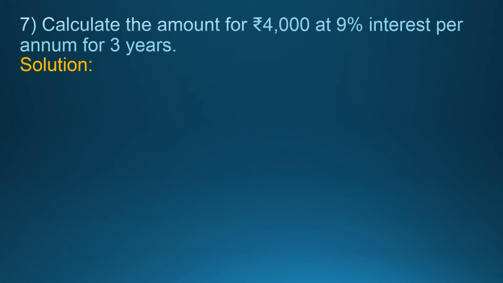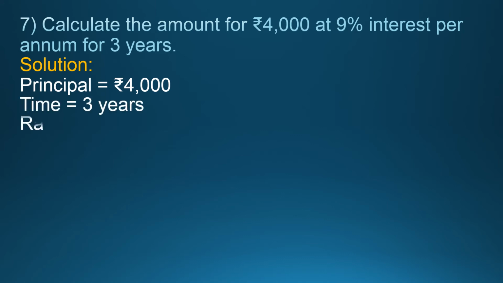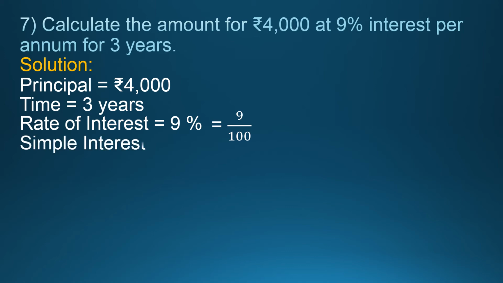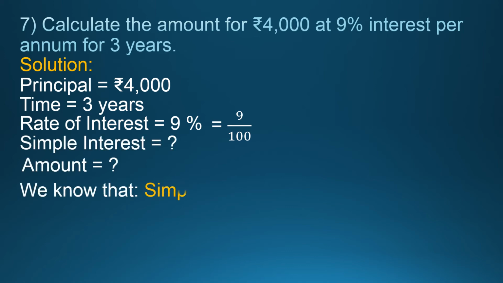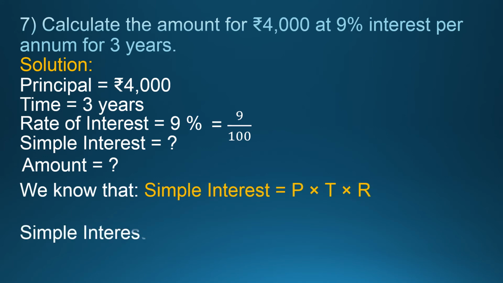How? Let's see. Principal is equal to rupees 4000. Time is equal to 3 years and rate of interest is equal to 9%. If we write 9% into fraction form, that is 9 upon 100. And simple interest we have to find out and amount also we have to find out. We know that simple interest is equal to principal multiplied by time multiplied by rate of interest.